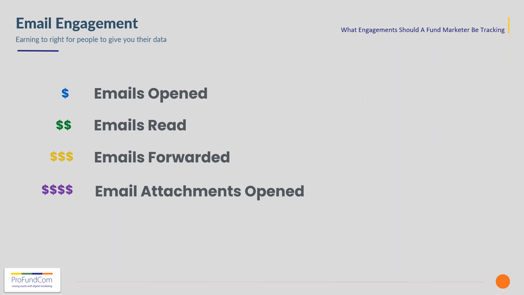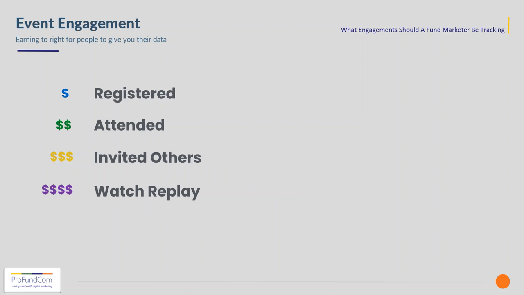So once you've covered your website, once you've covered your email marketing, the next types of analytics that you need to be collecting is your event engagement. And these engagements for your event are people that have registered, people that have attended, people that have invited other people, so that's social confirmation, as well as people who have watched the recording of the event. So if you're running an online or offline event, if there's a way to record those events, then that's a great way to get engagement from that marketing activity.